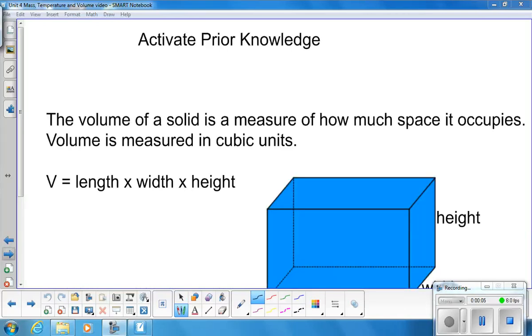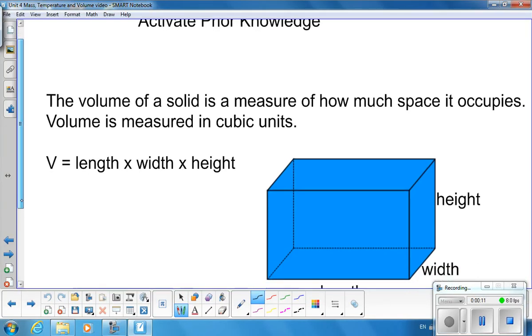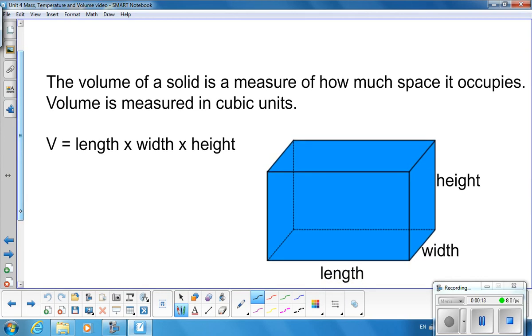The volume of a solid is a measure of how much space it occupies. Volume is measured in cubic units. So the volume of a rectangular prism is length times width times height.